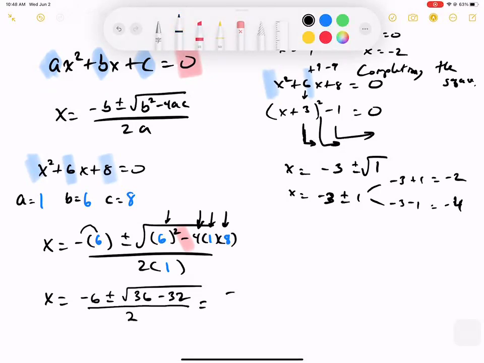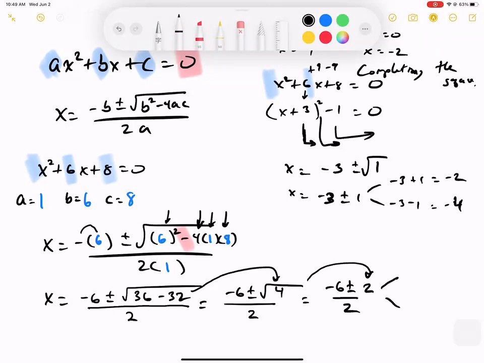We continue with negative 6 plus and minus. Now, what's inside the square root? 36 minus 32 is 4, all over 2. We're almost there now. Negative 6 plus and minus the square root of 4. What's the square root of 4? That's 2, all over 2. Man, this quadratic formula is a lot of writing. No, it is a lot of writing. But it's all just take that next step. There's no real thinking involved.